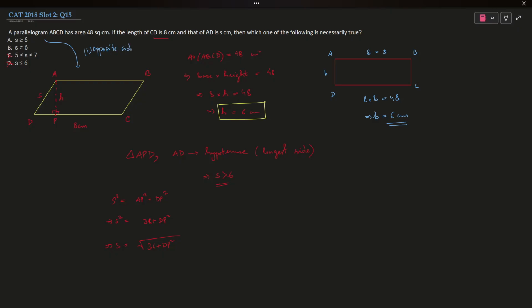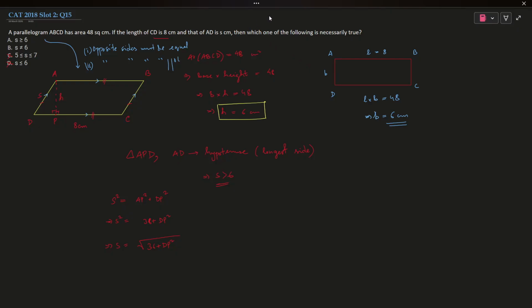Opposite sides must be equal. Second, opposite sides must be parallel. So this side and this side are parallel, this side and this side are parallel. Also this side is equal to this side, this side is equal to this side. This is the basic definition of a parallelogram.